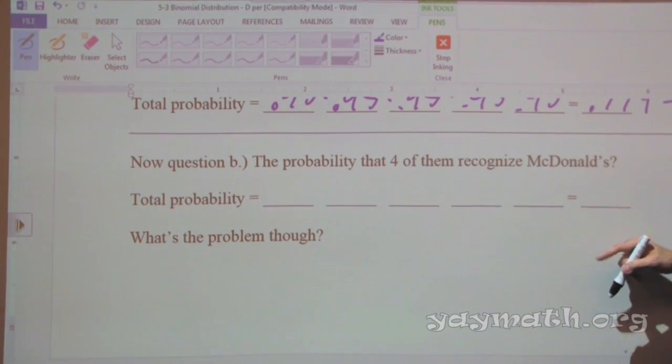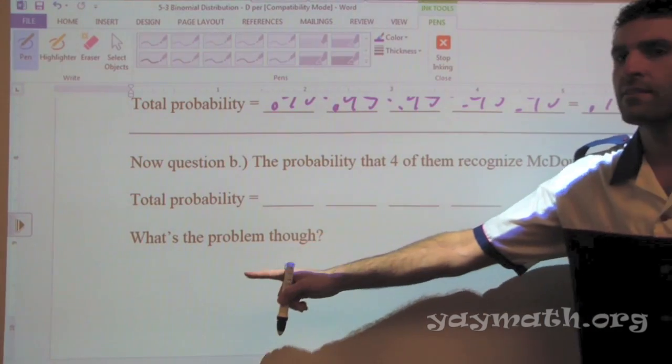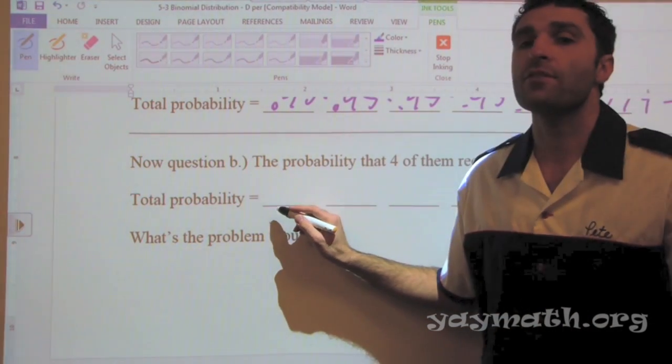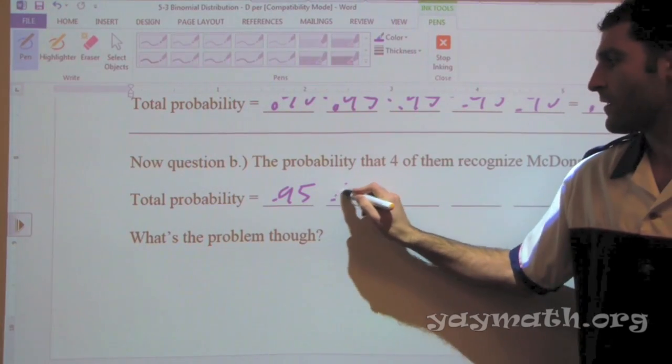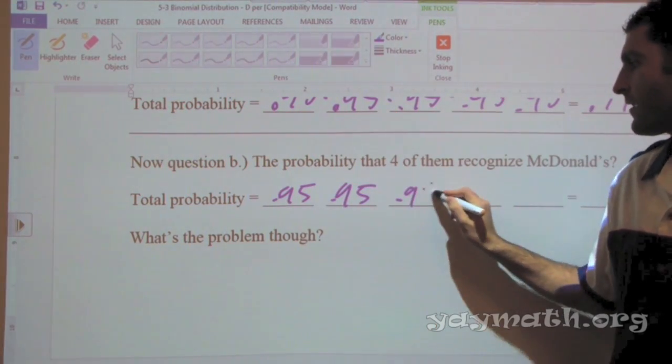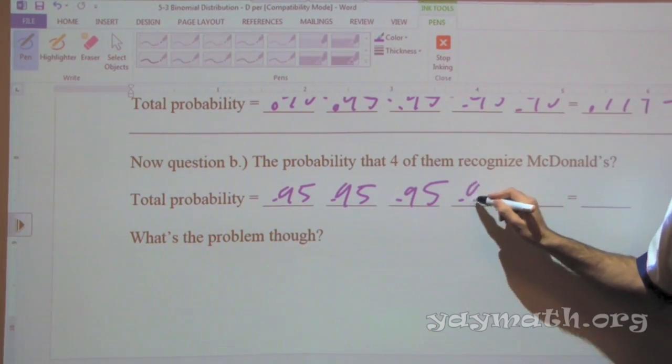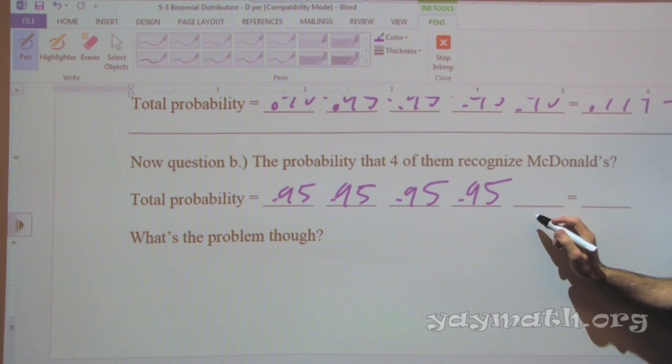Now let's try the probability of 4 recognizing McDonald's. Okay? So there's 5 lines here. What's the probability of the first person? 0.95. Next. 0.95. Next. 0.95. Next. 0.95. And the last person, 0.05.